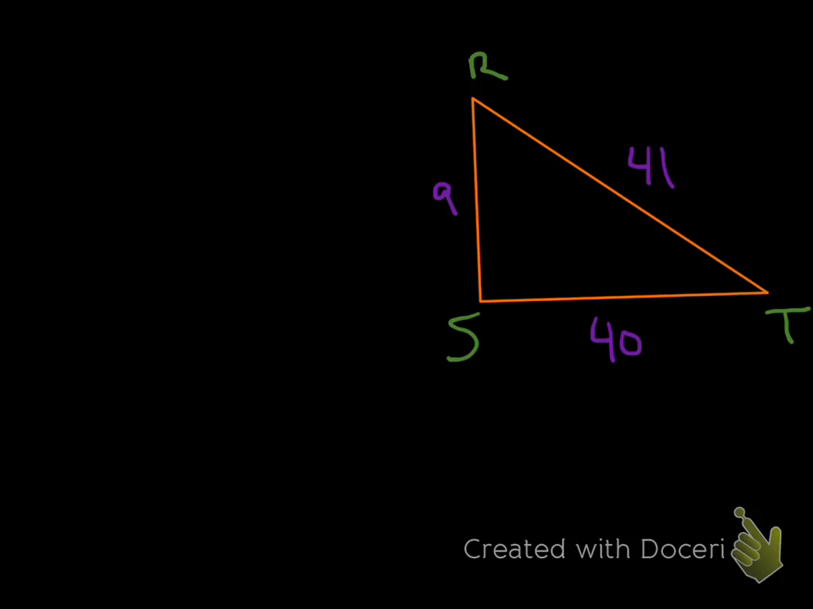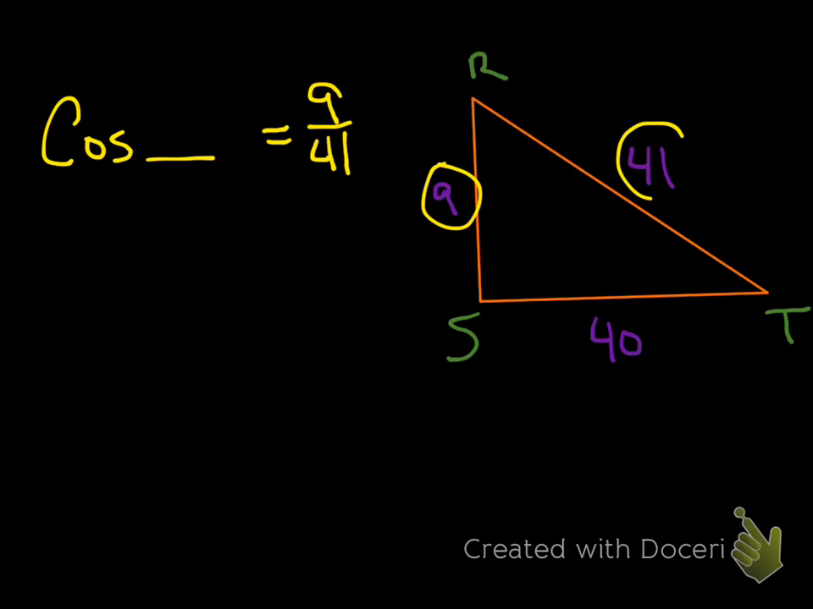All right, number 3 is the cosine of blank is equal to 9 over 41. So we want to know what angle they are talking about. We've got 9 and 41, and 41 is going to be the hypotenuse. Cosine means adjacent over hypotenuse, so the hypotenuse has to be the 41.